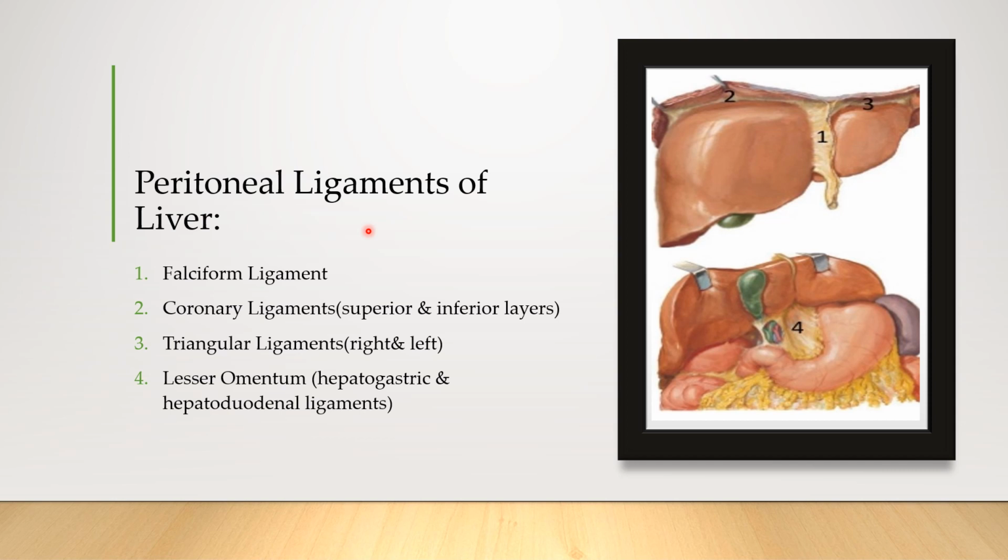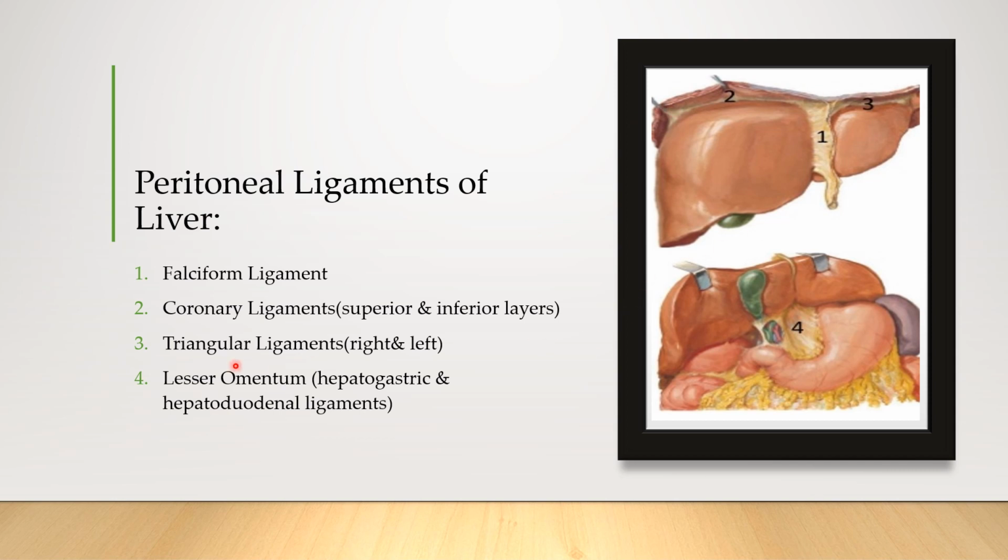The ligaments made up of peritoneum which are associated with the liver are, first, the falciform ligament. This is a sickle-shaped fold of peritoneum connecting the liver with the anterior abdominal wall, and reaching the superior surface of the liver, it divides into right and left margins. Then we have the coronary ligament, which has superior and inferior layers, and attaches the liver to the diaphragm and to the right kidney and the adrenal gland. Then we have the triangular ligaments, right and left on both sides. These are asymmetrical, and they cover both lobes of the liver at the right and left ends.